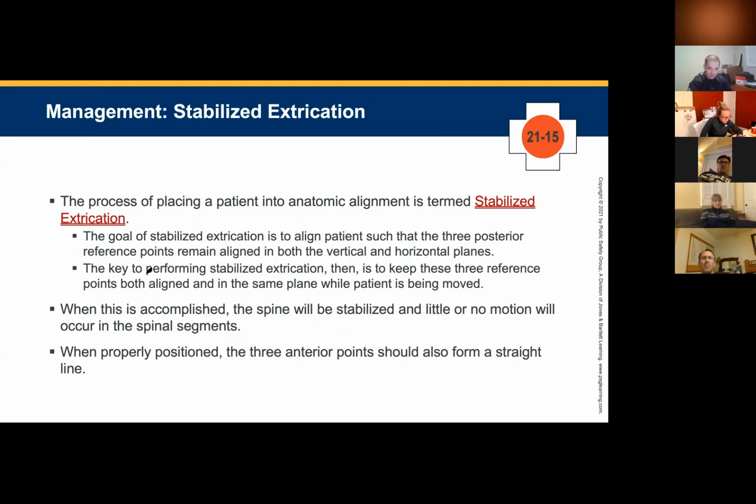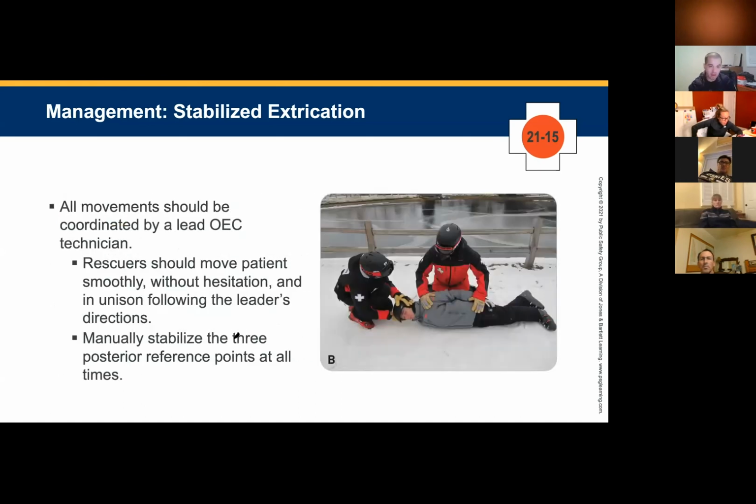And the key to performing stabilized extrication then is to keep these 3 reference points aligned in the same plane while the patient is being moved. When this is accomplished, the spine will be stabilized and little or no motion will occur in the spinal segments. And when properly positioned, the 3 anterior points should also form a straight line. All movements should be coordinated by the OEC technician or by a lead OEC technician, and rescuers must move in a smooth manner without hesitation and in unison following our leader's directions.